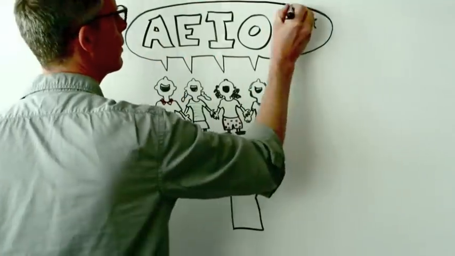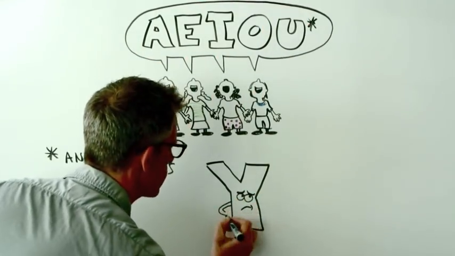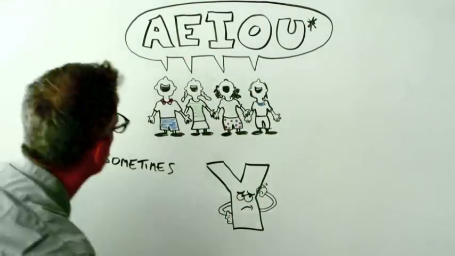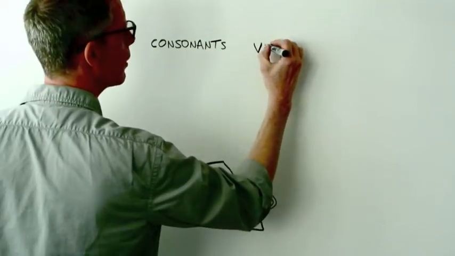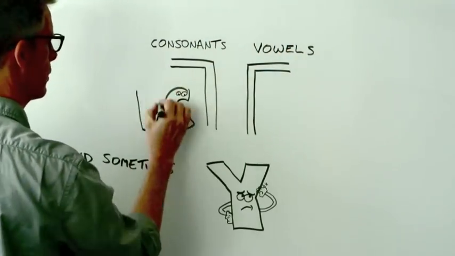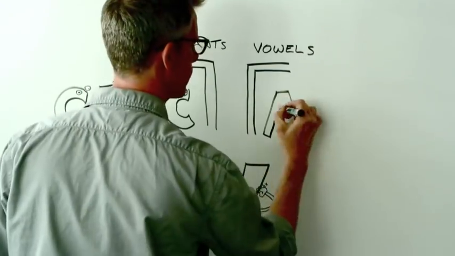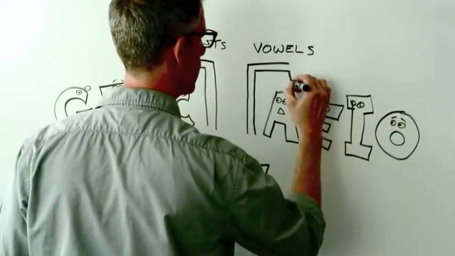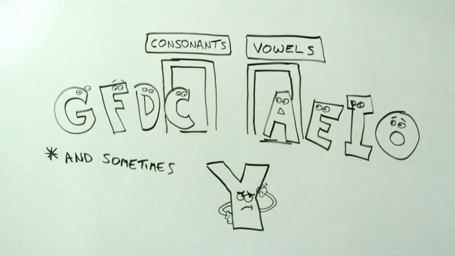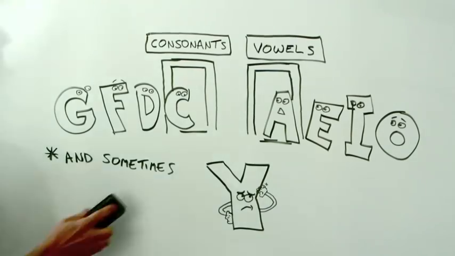But have you ever stopped to wonder, why is Y so unsure of itself? Can't it just decide what it is? Go one way or the other? Why is Y a sometimes vowel? Understanding the why of Y involves a very important and often overlooked fact.